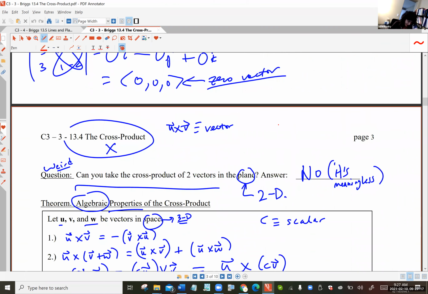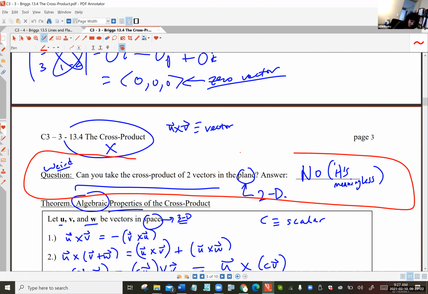Okay, let me go back to the cross product. Take a look at your notes, because I'm asking you the same question. Can you take the cross product of 2 vectors in the plane? Yes or no? No, you can't, because it's meaningless. For those of you who say, well, I've done it, there is a way you could say that if I really needed to, I could. But you would have to do something extraordinary.